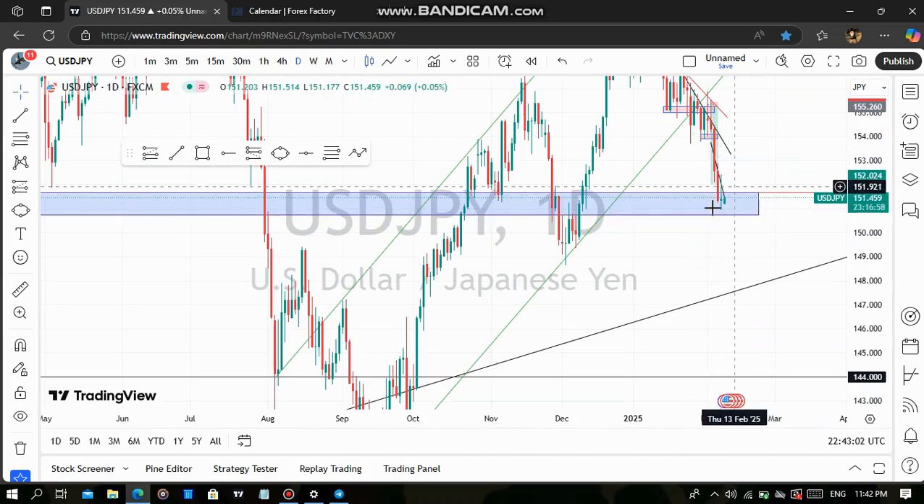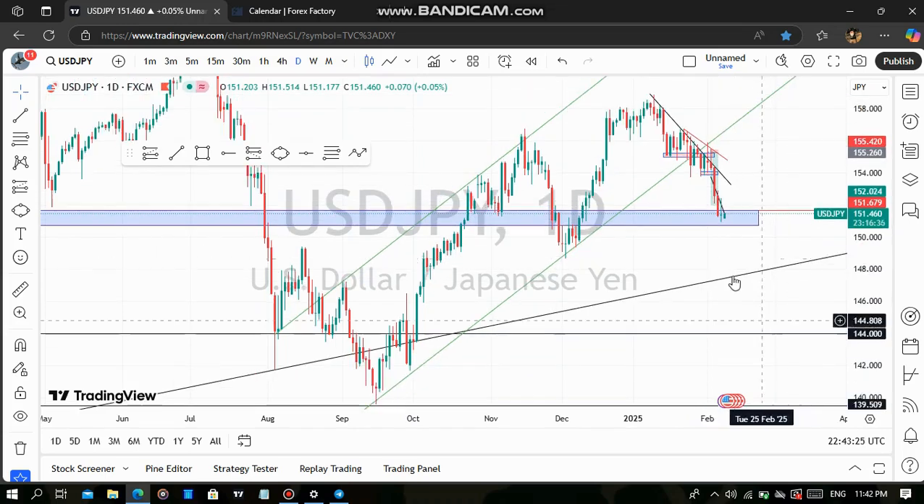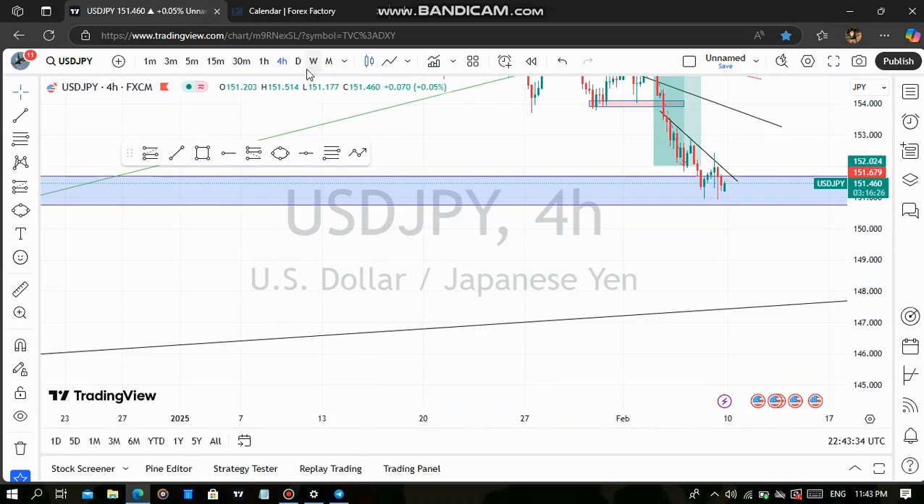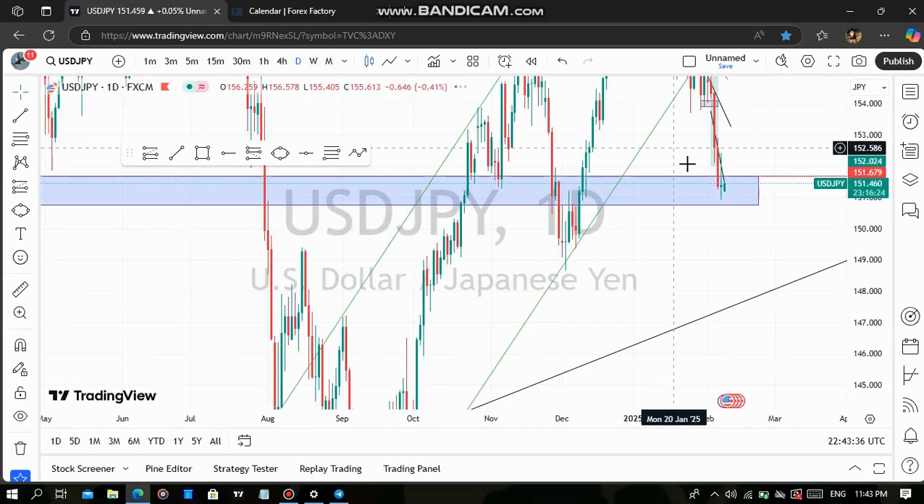So my bet on this is that for the next few days, 1 or 2 days, USD JPY will be bullish, no matter the circumstances. I still expect a bullish movement on USD JPY for Monday and Tuesday, or Monday alone at least. The reason is the previous D1 rejection in this kind of zone. So that is my bias.